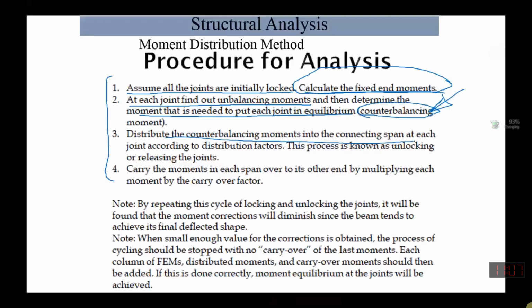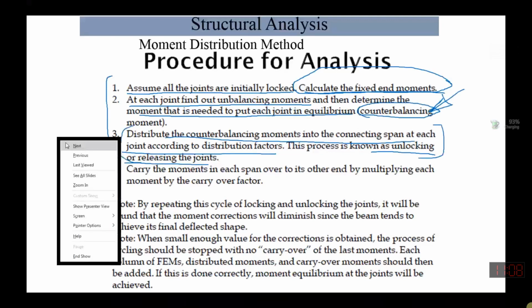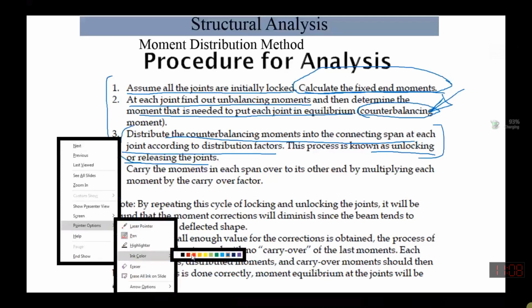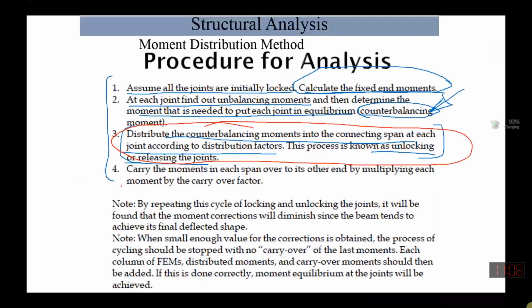This is called unlocking of joint or release of joint. This is the second step which we just exercised. All the distribution factors you have calculated, this is our step 3: you will find out the unbalancing moment and then distribute it. The next step is you will carry the moment in each span from one end to the other end. This is the methodology we will follow.